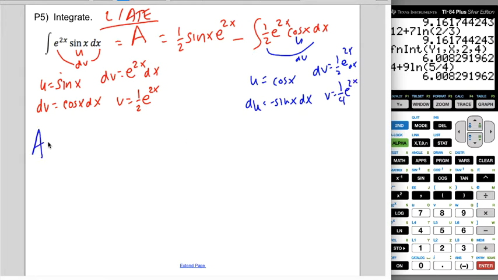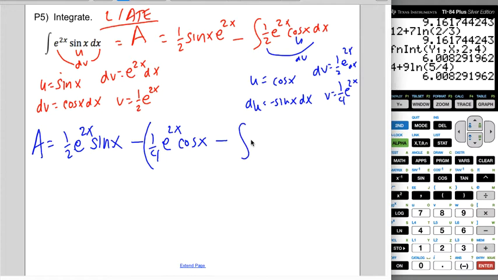So I have that this answer is 1/2 e to the 2x sine of x, minus, when we multiply these, 1/4 e to the 2x cosine of x. And then that minus goes in front of all of this, so it's minus the integral of these, which will be a negative 1/4 e to the 2x sine of x dx.